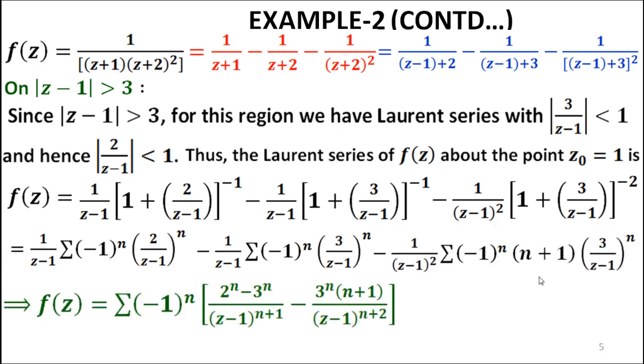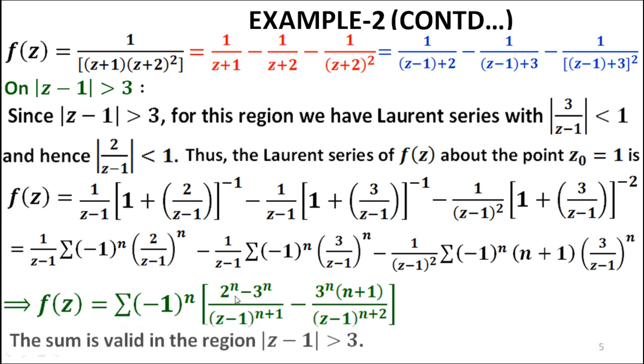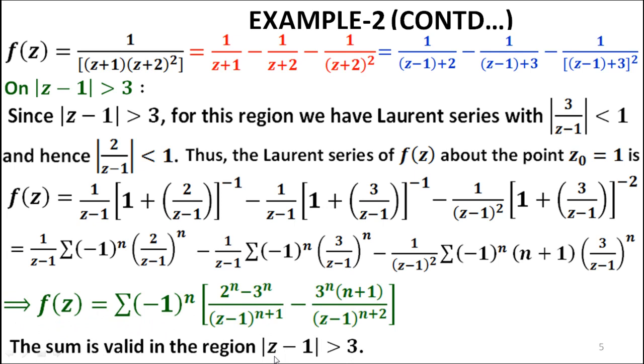Therefore f of z is equal to, by simplifying the above three terms, we have summation of minus 1 whole to the power of n times 2 power n minus 3 power n by z minus 1 whole to the power of n plus 1 minus 3 power n times n plus 1 by z minus 1 whole to the power of n plus 2. Please simplify, my dear students, then only you can get the concept and verify yourself. And the sum is valid in the region mod of z minus 1 is greater than 3.